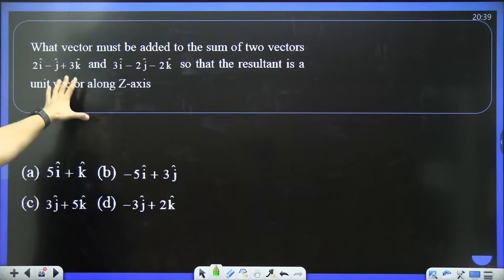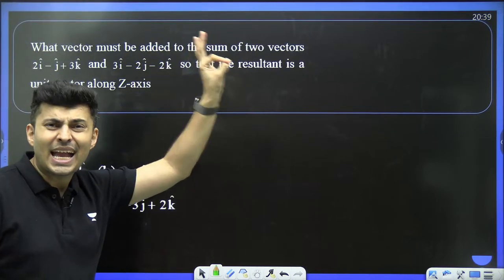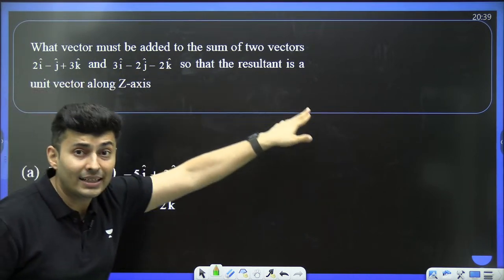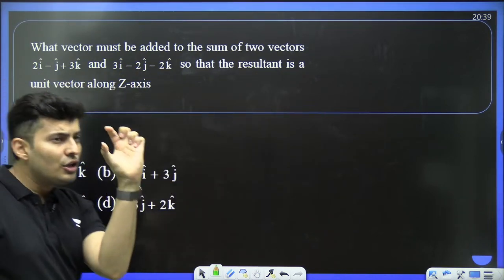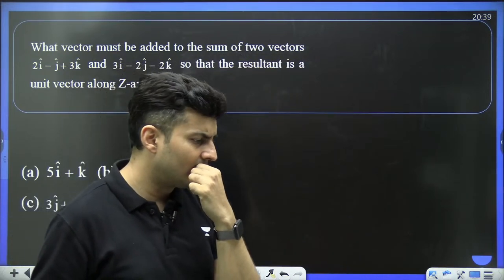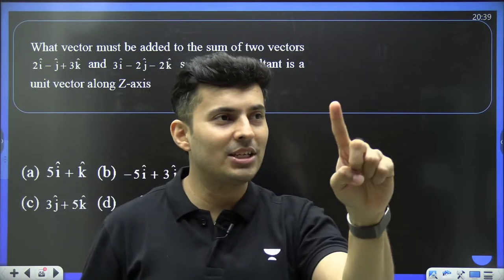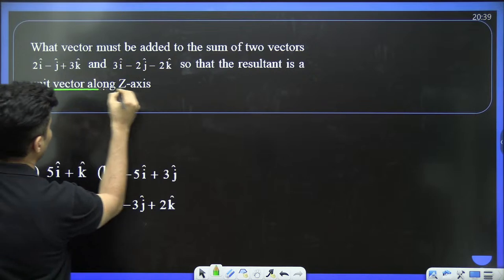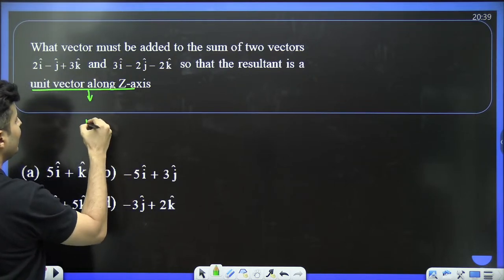Here comes the next question. What vector must be added to the sum of two vectors, this and this, so that the resultant is a unit vector along z-axis? What is a unit vector along z-axis? Oh, it's a special vector. i cap, j cap, k cap. K cap, that's the vector along z-axis. Unit vector along z-axis is basically k cap.